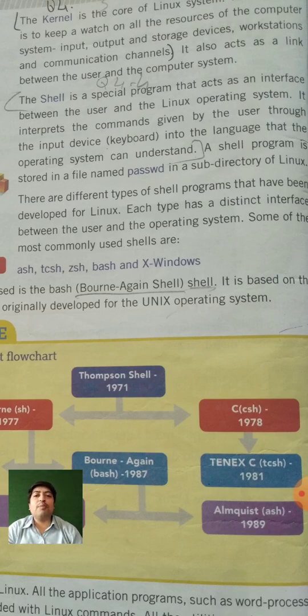What is the work of the shell? It interprets the command given by the user through the input devices to the operating system. So the operating system can easily understand with the help of the shell, because the shell interprets and converts what the user has written or the command the user has given to the computer. It passes it to the operating system with the help of the shell.